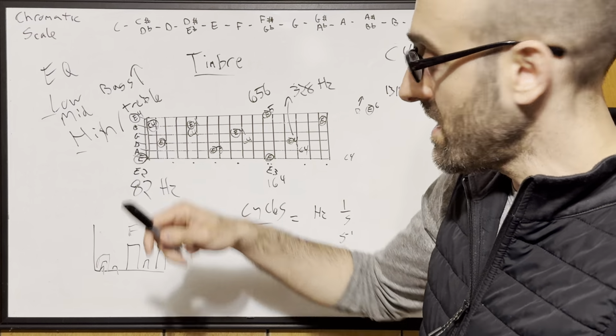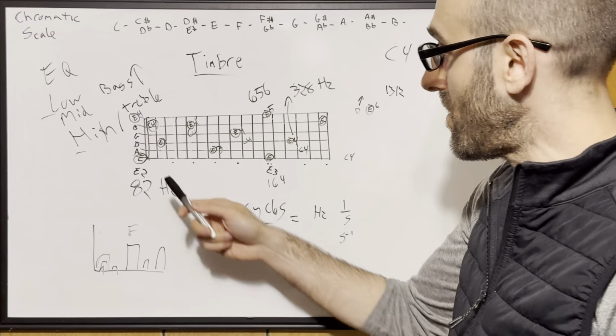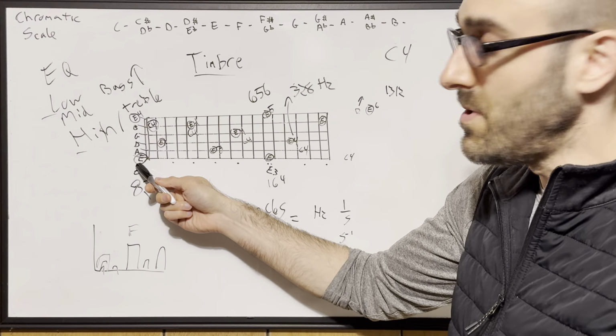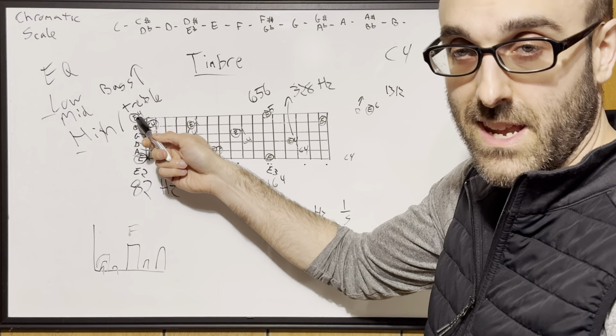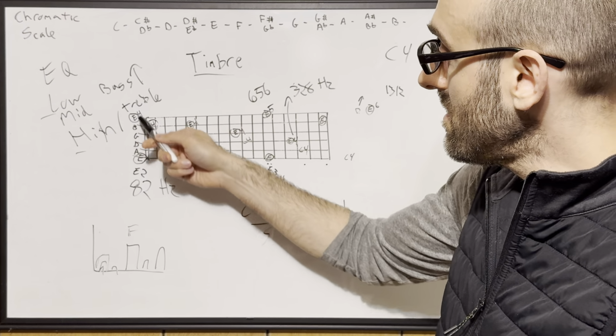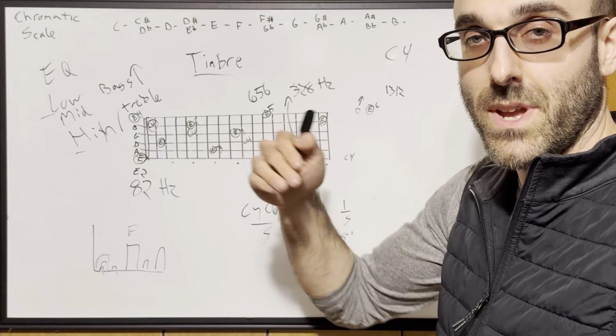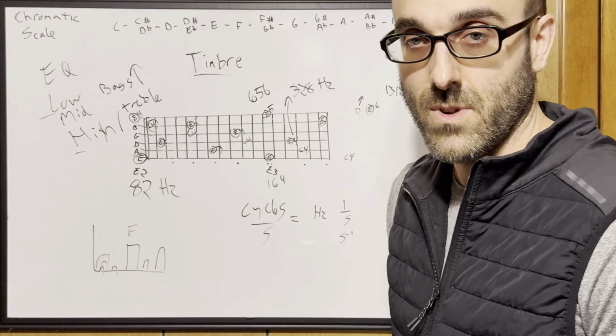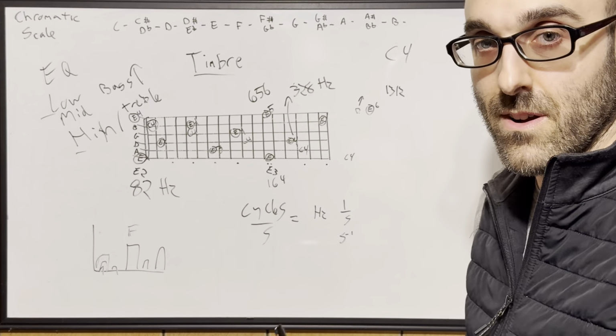Now, let me explain something. I touched on this in the first video. When you play E2 and then you go to the high E string, you're always going to have the same note here, but it's going to be up 2 octaves. Okay, so that's just something that you should be aware of.